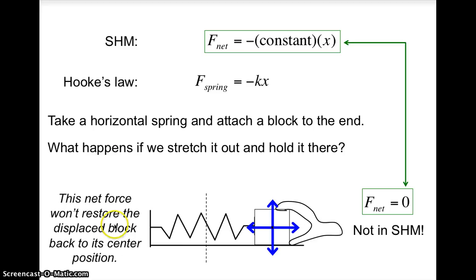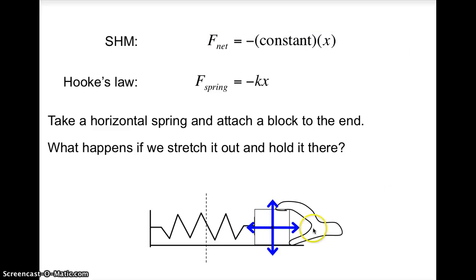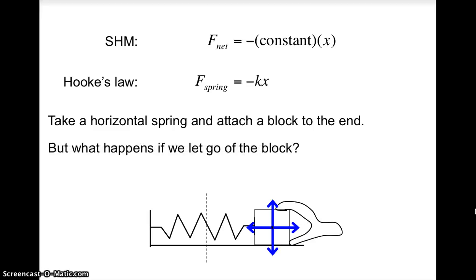So the net force will not restore this block back to the center position. You're not going to get back and forth motion out of this thing. There's no oscillation. To oscillate, you need to pull it to the right and then have it be pulled back to the left and have it actually move along that back and forth path.